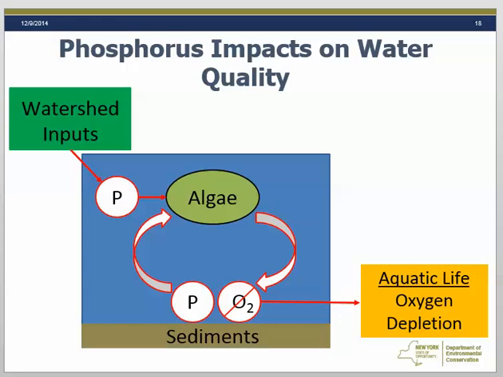Finally, there can also be impacts to the aquatic life in the lake. In that internal phosphorus cycle, as the algae dies and decays, it can consume oxygen in the bottom waters of the lake. For the aquatic life which lives on the lake bottom, or the fish who seek refuge in the colder bottom lake waters, low or no dissolved oxygen poses a threat towards their continued survival.